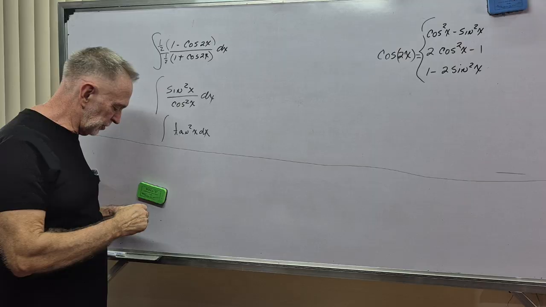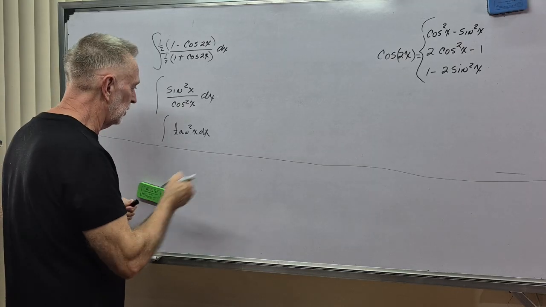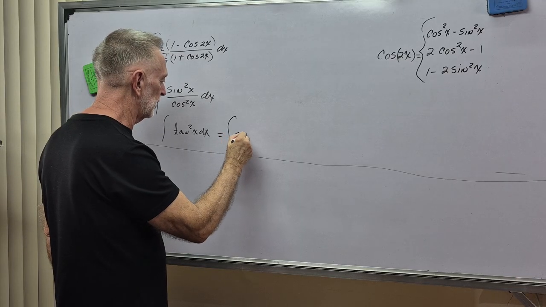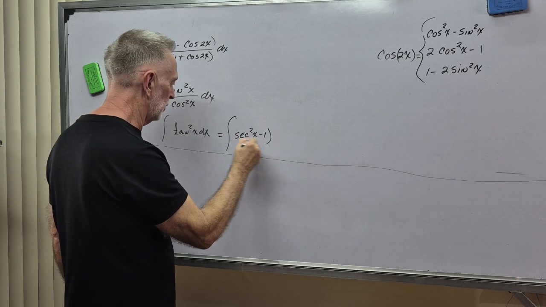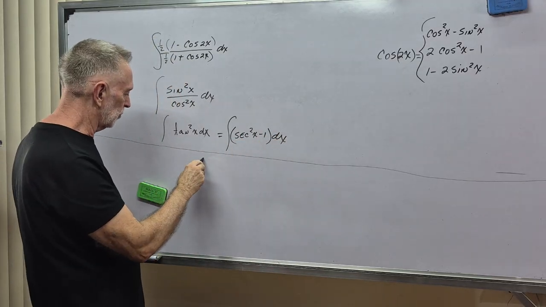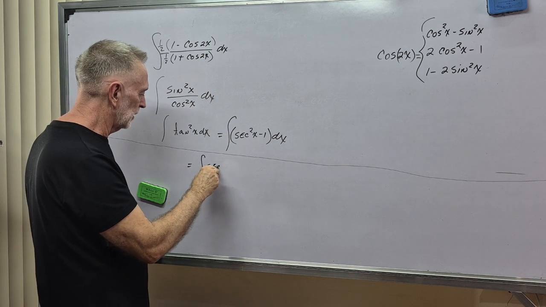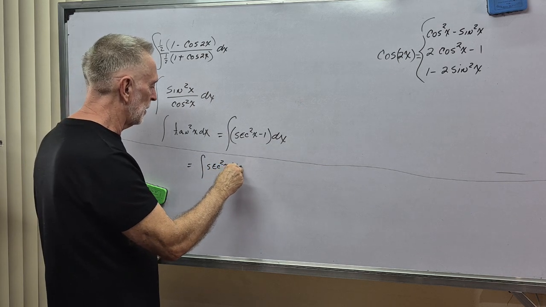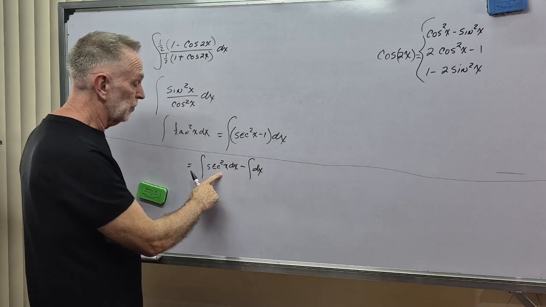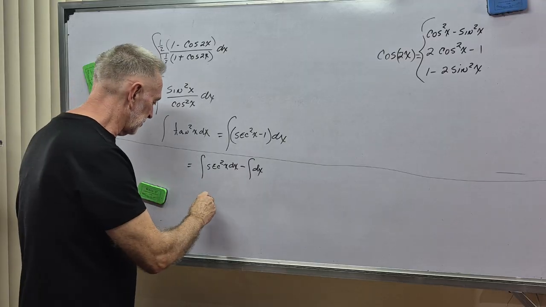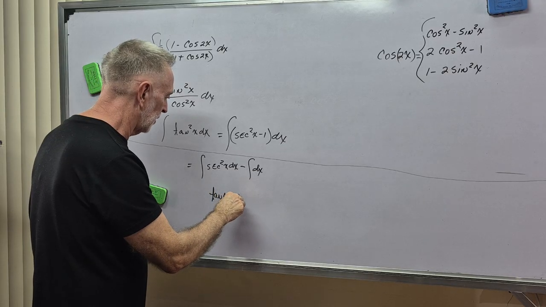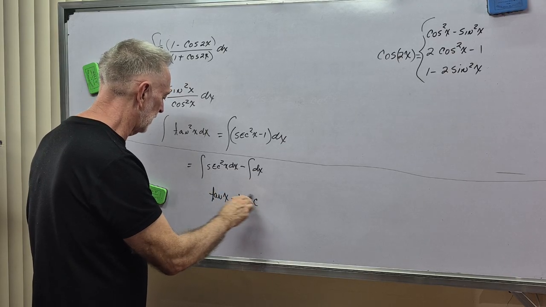Now I can change tangent squared into, since it's an even term, secant squared x minus 1 dx. Now, if I break that into two integrals, I have the integral of secant squared x dx minus the integral of 1 dx. So the integral of secant squared is tangent x minus x plus c.